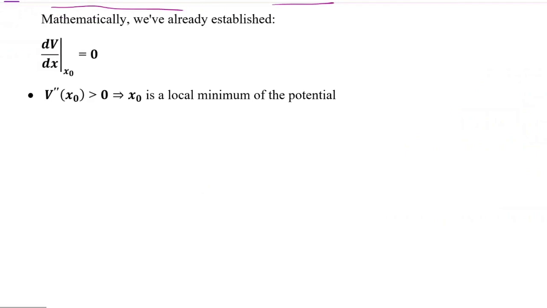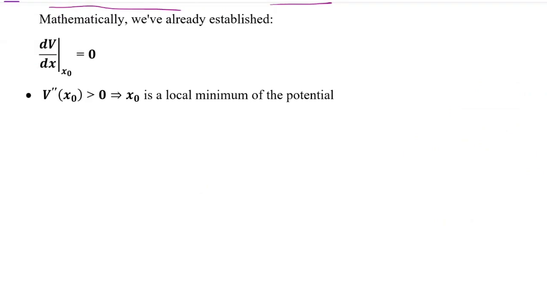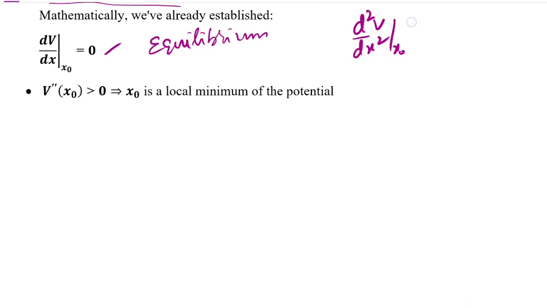Mathematically, how can we represent a stable equilibrium? First of all we have to check dV by dx at x0 equal to 0. This is to confirm the equilibrium state only. But how do we confirm whether it is a stable equilibrium or not? We have to take the double derivative, that is d square V by dx square at x0. If this yields a positive value, then we can confirm that the particle is in stable equilibrium.